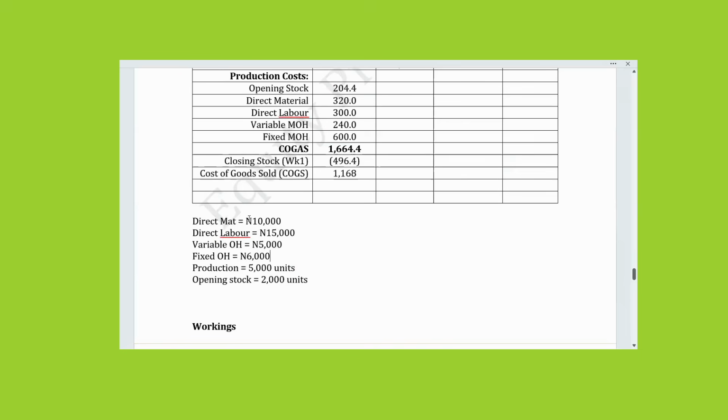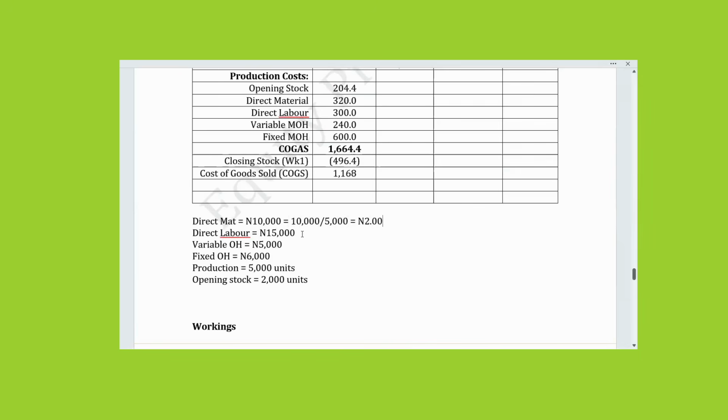Because our costs are given to us in total, and we are not given cost per unit, the first thing I need to do to be able to value this opening stock is to determine cost per unit. So I will take total cost, which is 10,000 naira, divided by the units produced, 5,000. That will give us 2 naira per unit.